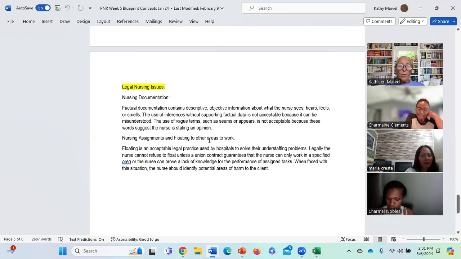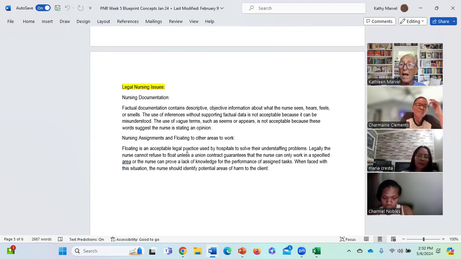Two things I want to bring up while I have my notes pulled up. A couple things about nursing documentation. Nursing documentation has to be factual. This falls under the ethics topic, legal nursing issues: factual documentation. It has to be objective. Descriptive, objective information about what you see, what you hear, what you feel, or what you smell. It has to be supported by factual data. If it's subjective, it may be misunderstood.